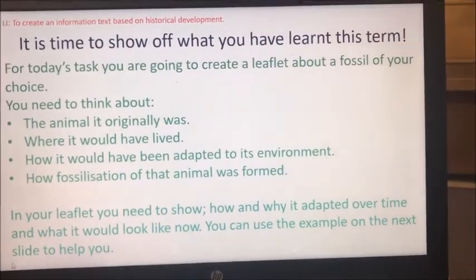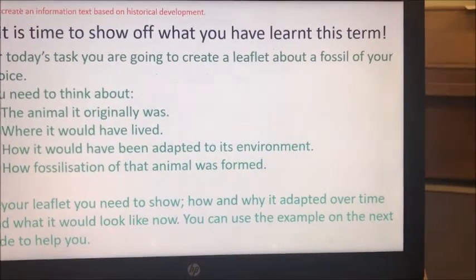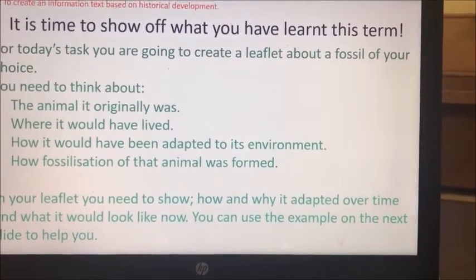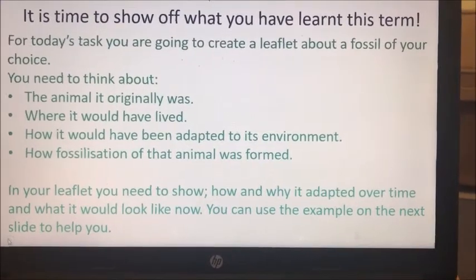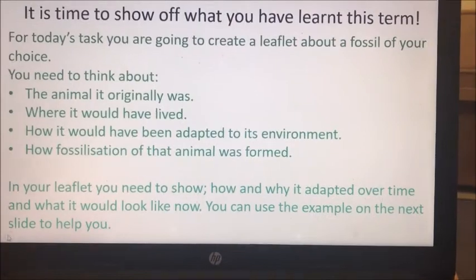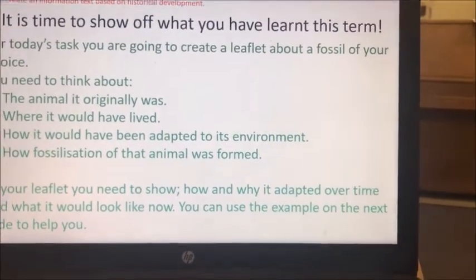You need to think about the animal as it was originally. So which animal are you going to choose? How did it originally look? Where would it have lived? How has it been adapted over the time to its environment? And then, of course, you want to include how the fossil of it was formed.